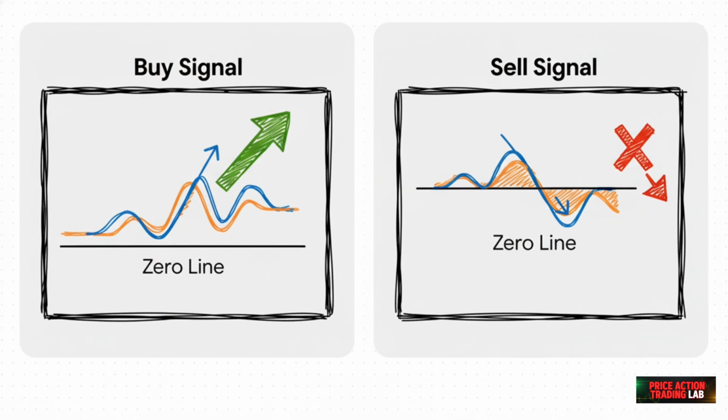Okay, so here's the basic play. For a buy signal, we're looking for that blue MACD line to cross above the orange signal line. But here's the real key. The strongest signals happen when that cross occurs below the zero line. For a sell signal, it's just the exact opposite. We want to cross below the signal line that happens above the zero line.